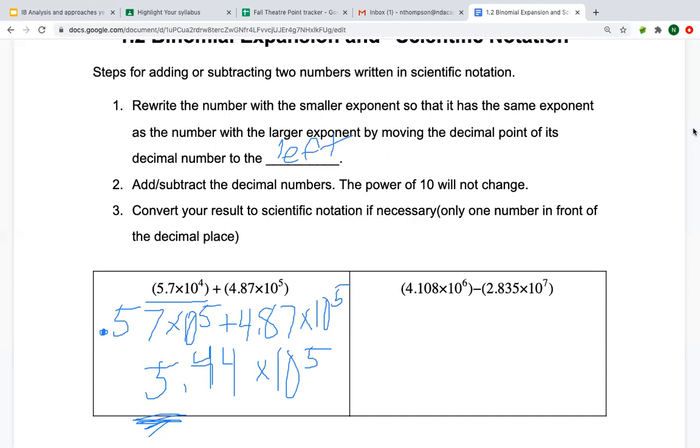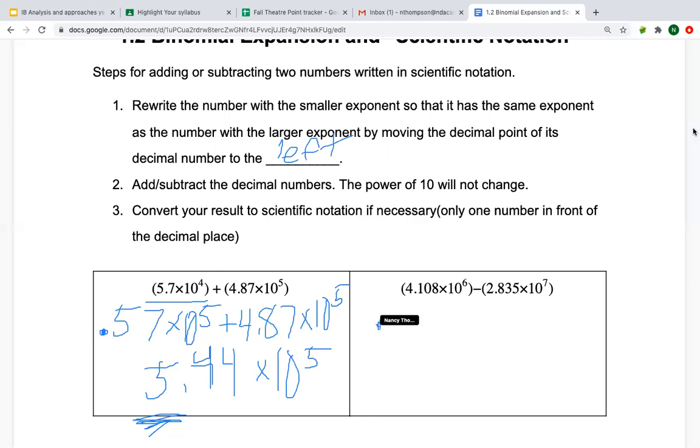So the next one is subtraction. We're going to follow the same step. I encourage you to just take a second, pause the video, try this one on your own. Okay, now that you've tried it, I am going to write it out.